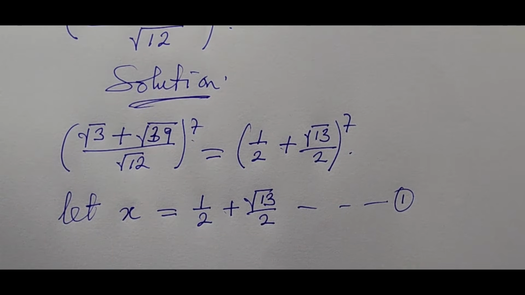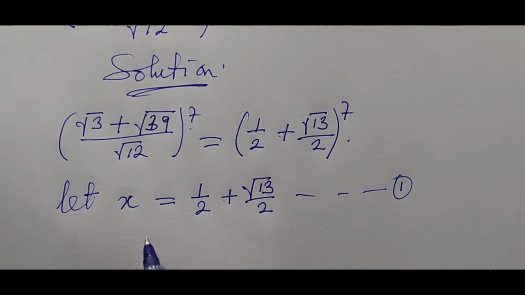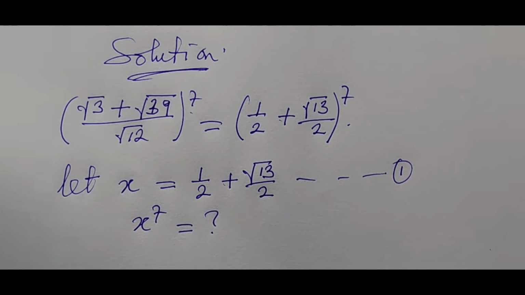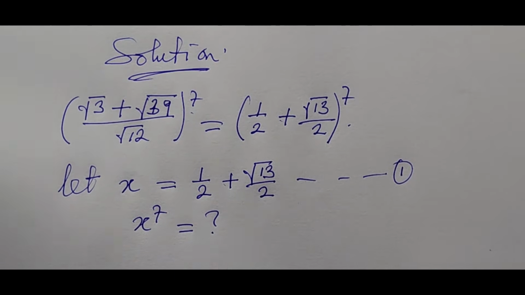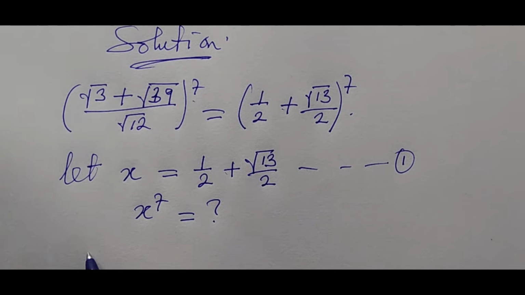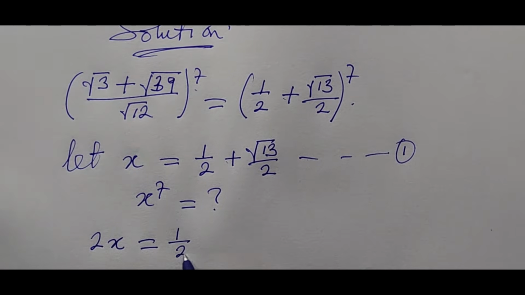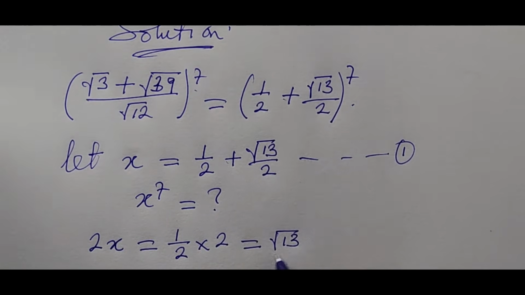So since we have equation 1, we are looking for x to the power of 7. What will now be the value of x to the power of 7? From equation 1, we want to multiply both sides of this equation by 2. Why are we doing that? We want to eliminate these denominators, which are 2. So we multiply by 2, and we have 2x equal to 1 over 2 times 2, plus the square root of 13 over 2 times 2.